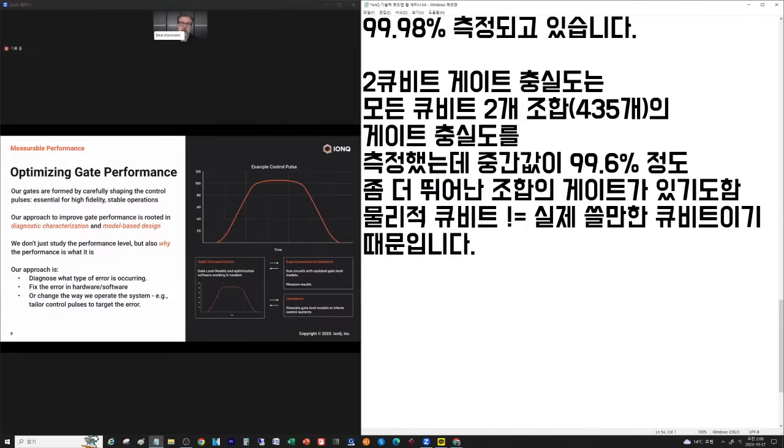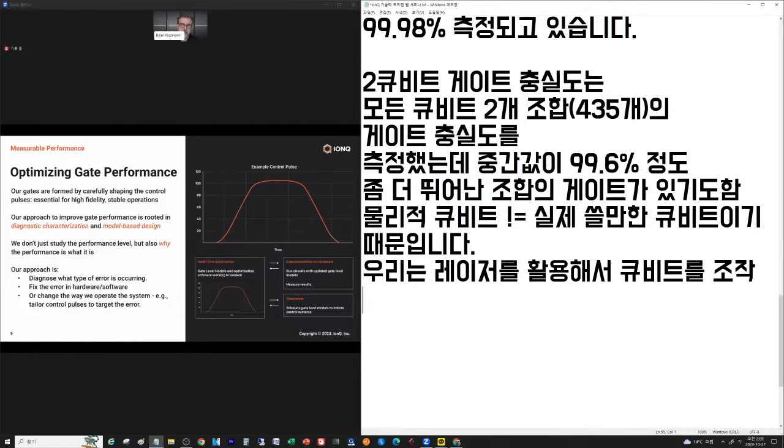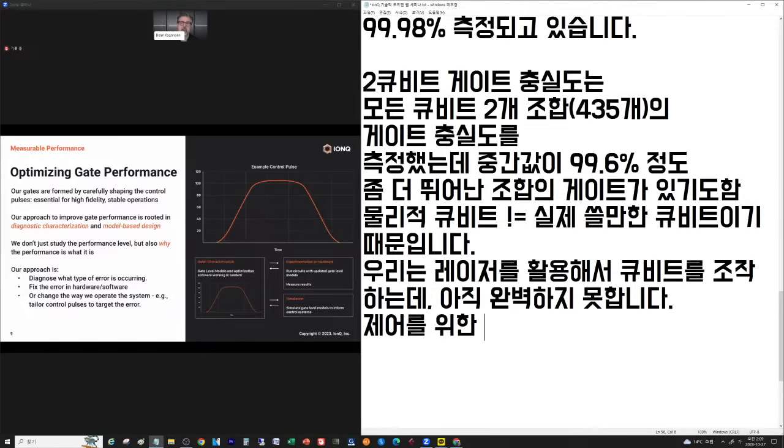When we look at where we are now and where we're going, we're using laser light to drive the atomic transitions that are the basis of our gates. They're not all perfect. They're very, very good, but not perfect. And so we form these gates by shaping control pulses. They're essential for high fidelity and stable operation. And so, if we think about the engineering work that we're putting into our systems, we need to deeply understand those error sources and engineer them out.